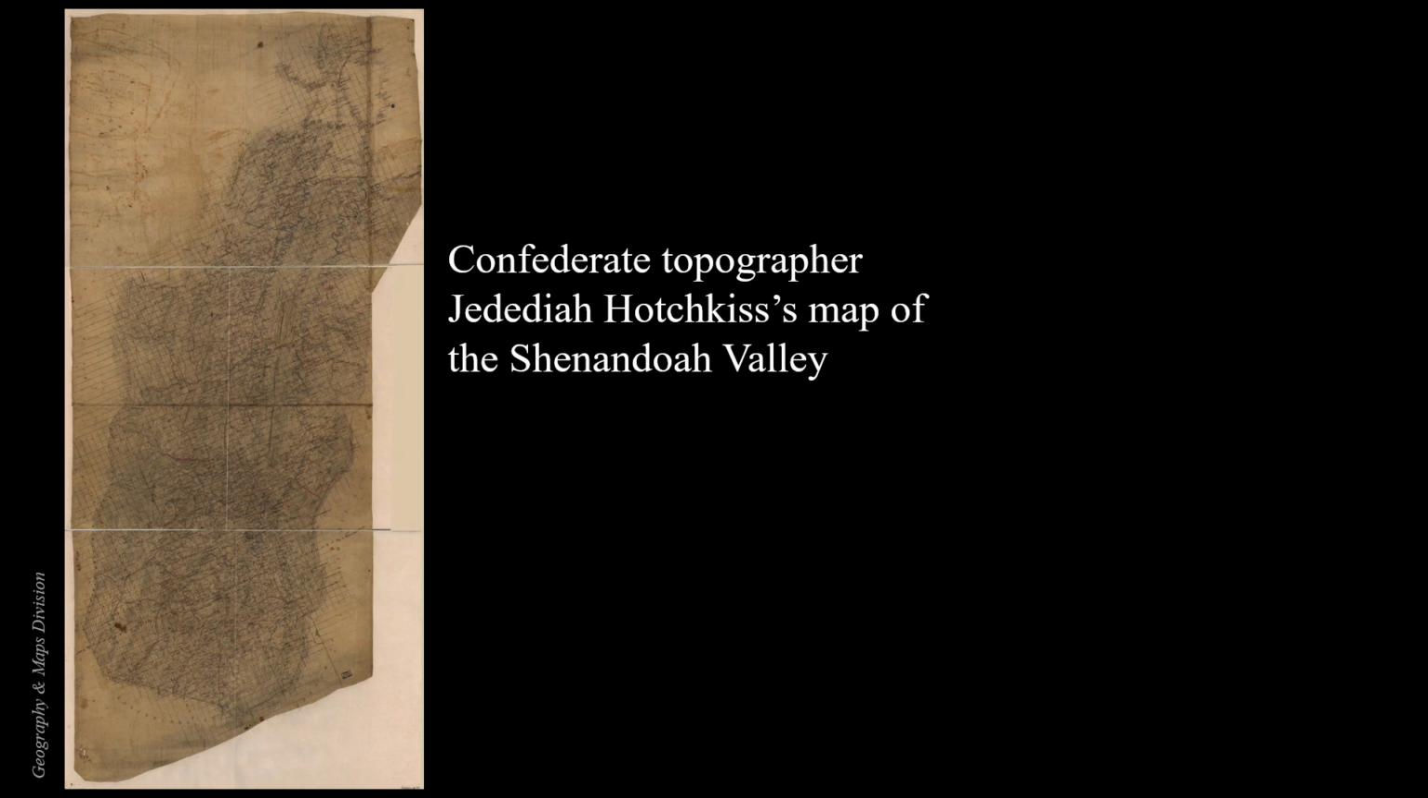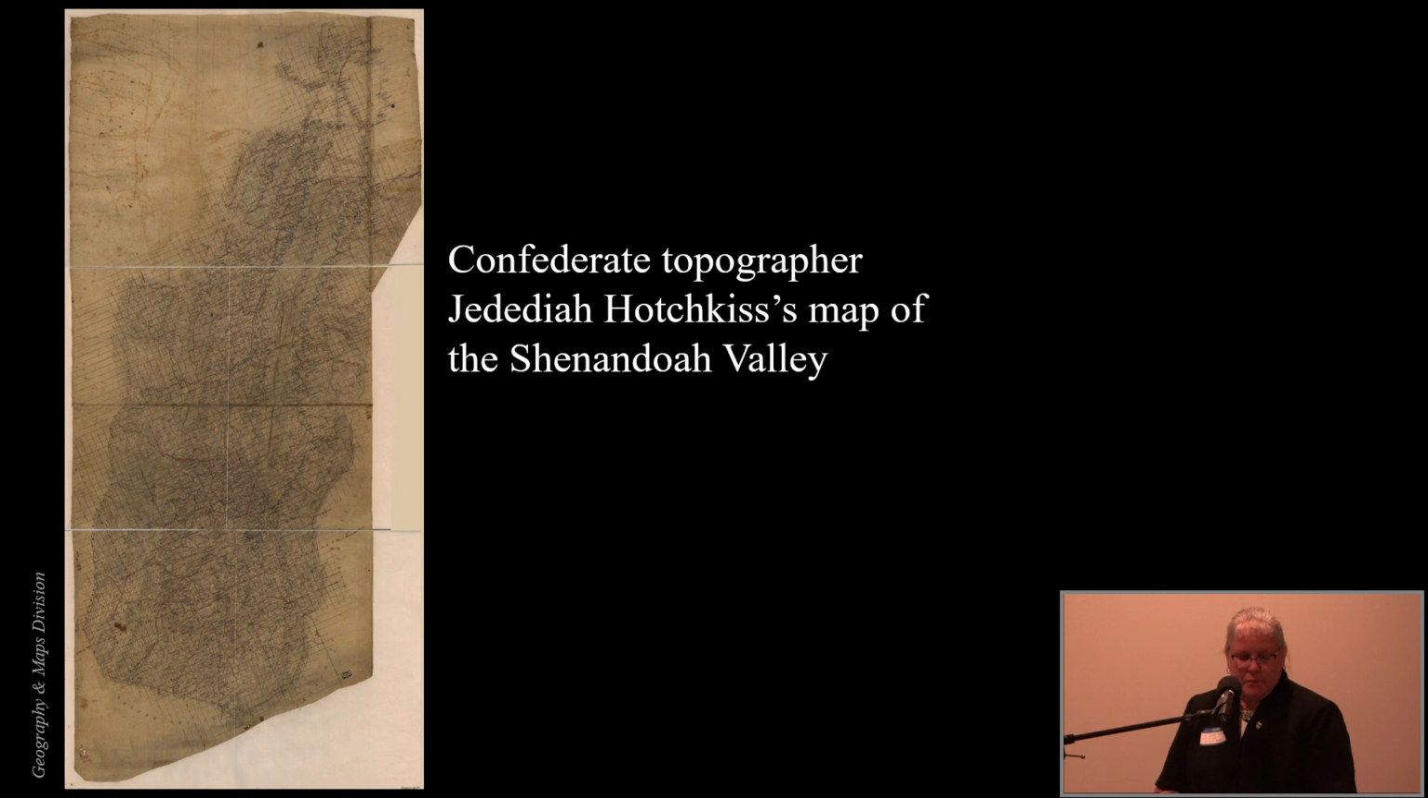This particular map by Jedediah Hotchkiss is an example of a very unique cartographic resource. Hotchkiss was a topographical engineer for the Confederate Army and worked principally in the West Virginia and Virginia areas that he had toured during his earlier geological studies. He prepared maps and produced geographic intelligence for Generals Stonewall Jackson, Robert E. Lee, and Jubal Early, among others.